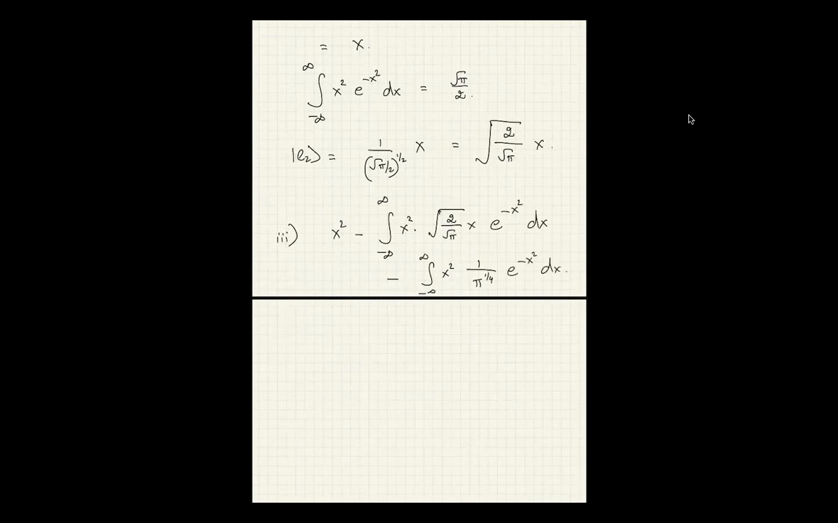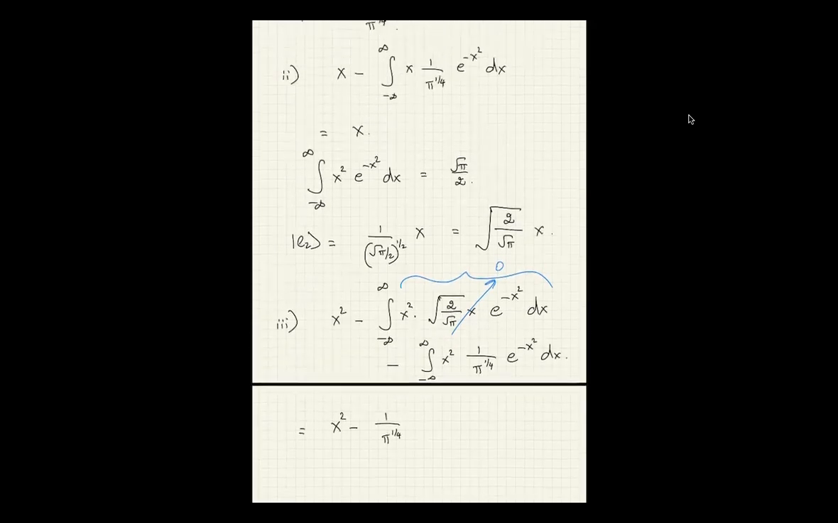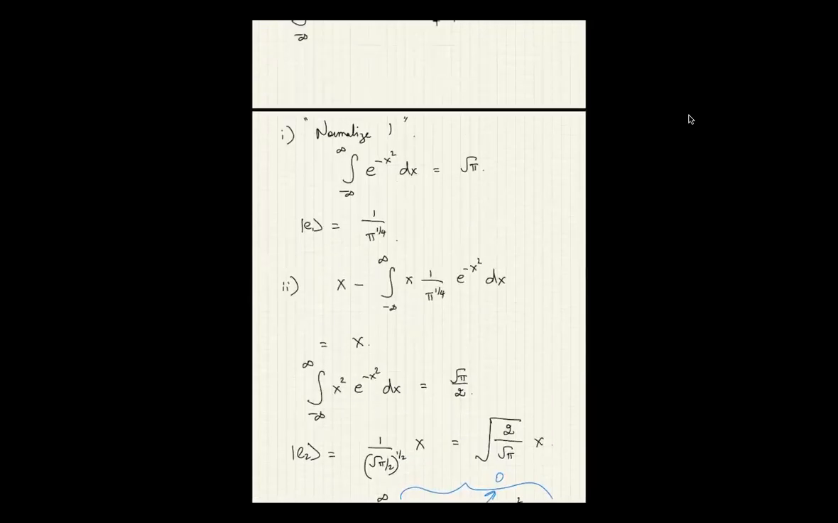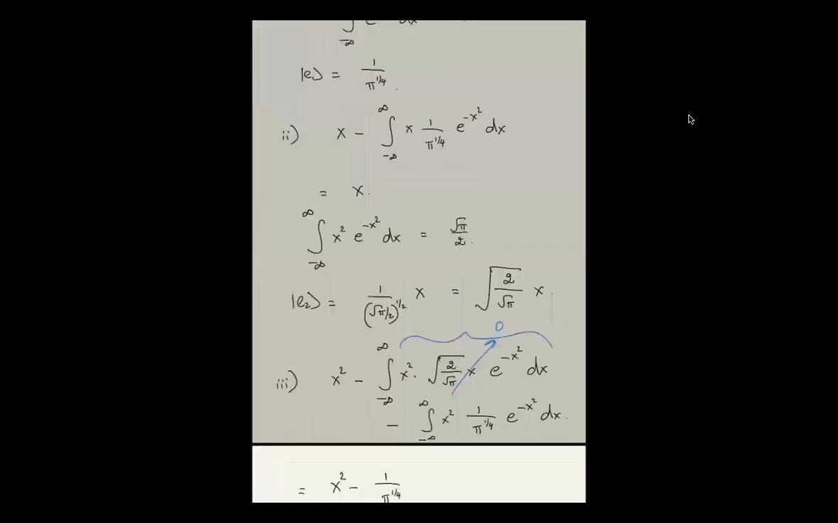So remember that in every step, whether you're calculating the norm or the scalar product, you have to put in this weight function e to the minus x square, which ensures absolute convergence of all these integrals, okay? Now this first guy is an odd function because it is x cubed times e to the minus x square, so this just goes to 0. The second guy, of course, is an even function. So this is equal to x square minus 1 over pi to the 1/4 times the integral of x square e to the minus x square dx, which we have worked out to be square root of pi over 2.